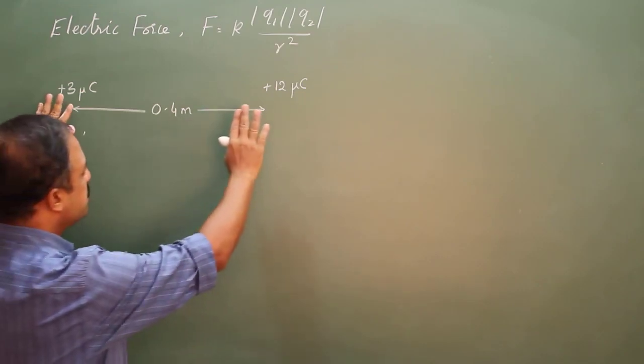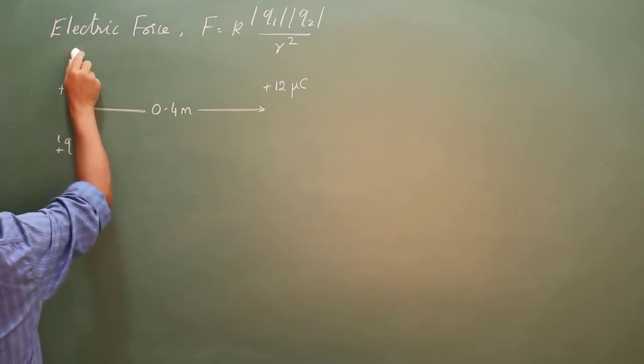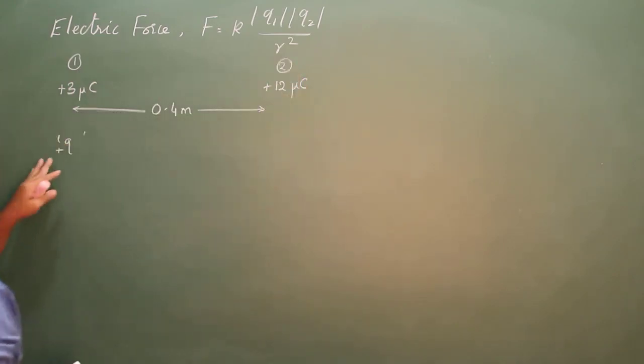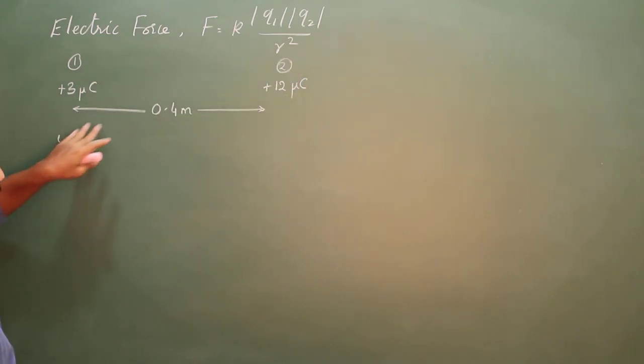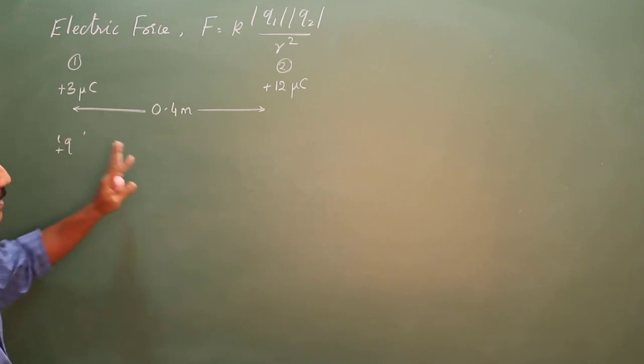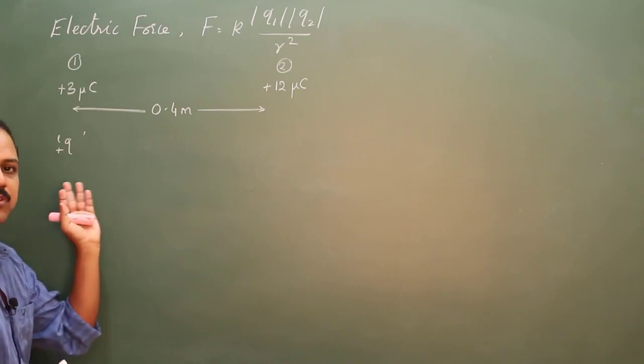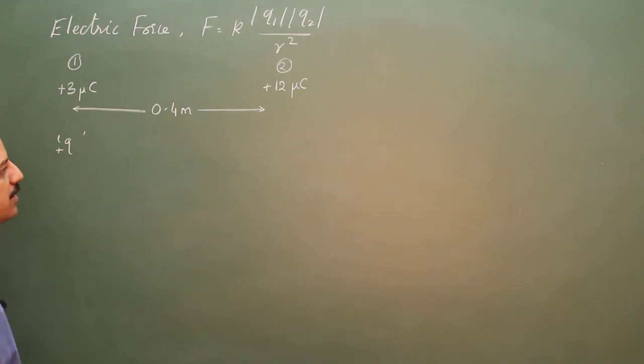Now since these two charges are fixed, let me name this as charge 1 and this is charge 2. And this is your third charge. So where will you place this third charge so that it experiences zero force? When you say it remains in equilibrium, the net force acting on the third charge should become 0.